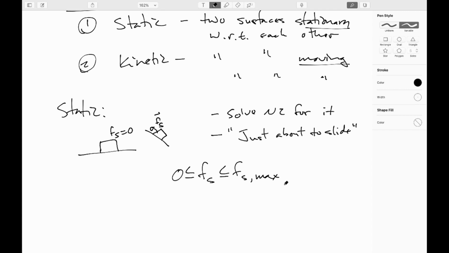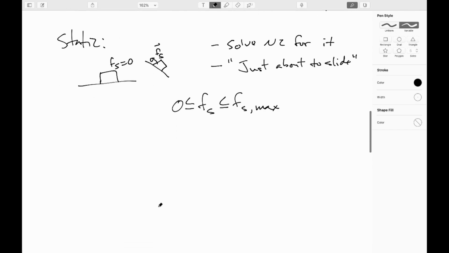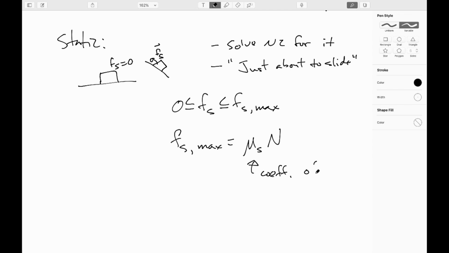Now it turns out that there are many, many models for friction depending on the surfaces, but you always end up getting the same answers, which is pretty amazing. So it turns out that our value for Fs max is going to be equal to mu static times the normal force. And this gets called the coefficient of static friction.